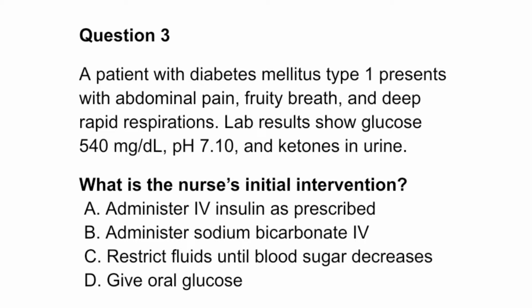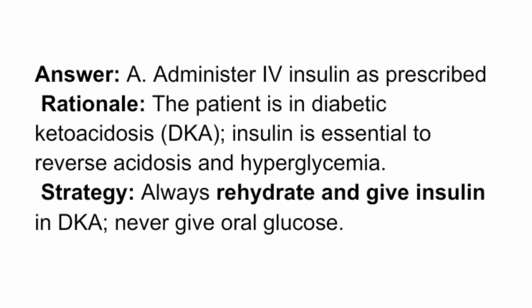Question 3. A patient with diabetes mellitus type 1 presents with abdominal pain, fruity breath, and deep rapid respirations. Lab results show glucose 540 mg per deciliter, pH 7.10, and ketones in urine. What is the nurse's initial intervention? A. Administer IV insulin as prescribed. B. Administer sodium bicarbonate IV. C. Restrict fluids until blood sugar decreases. D. Give oral glucose. Answer: A.